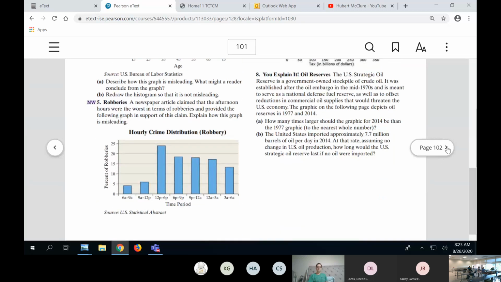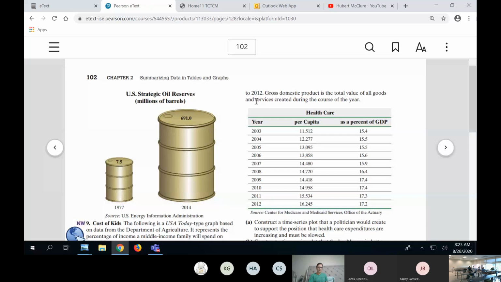Where's my barrels of OIL? There they are. All right, so here we go. Let's look at this one. This is a test question. Is this misleading? Your data is 691 million barrels of OIL, and then you have 7.5 million barrels of OIL. So let's do a quick calculation. New minus old over old times 100. So 691 minus 7.5 over 7.5.